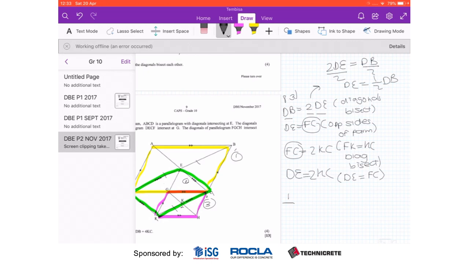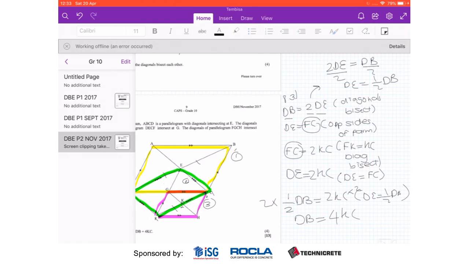So now I'm going to change that. Half of DB is equal to 2 of KC. And that is because DE is equal to half of DB. Okay, now I'm going to times by 2 on both sides, and I've got DB is equal to 4KC.